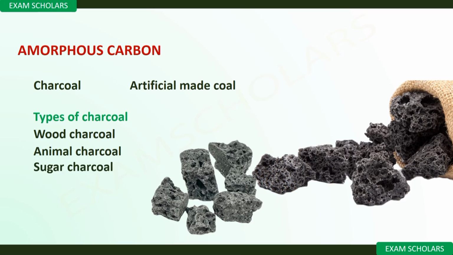Now to the use of sugar charcoal. Since it is a pure form of amorphous carbon, we can use it to make an artificial diamond by heating it up at an extremely high temperature, 3000 degrees Celsius and above. When you heat it up, you are going to form an artificial diamond.